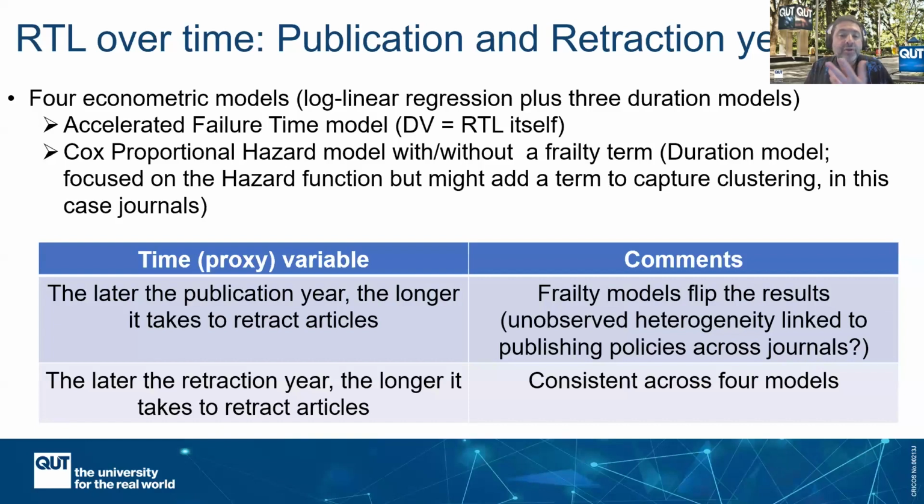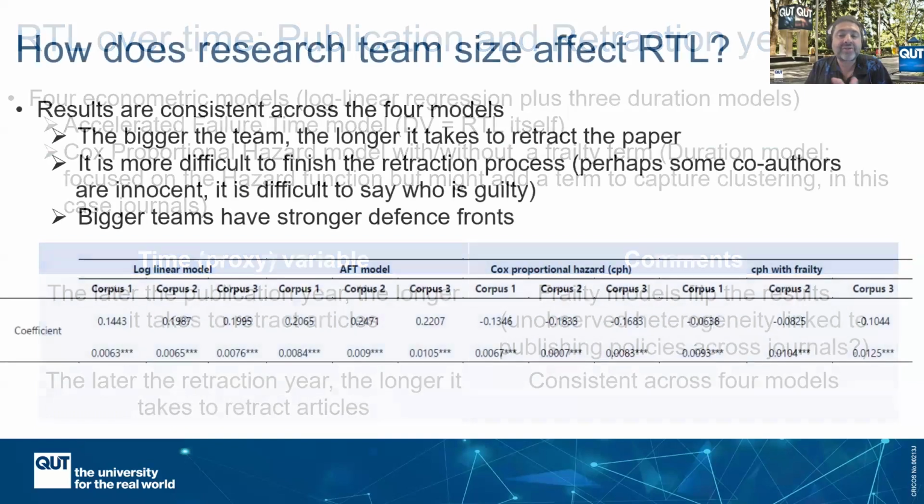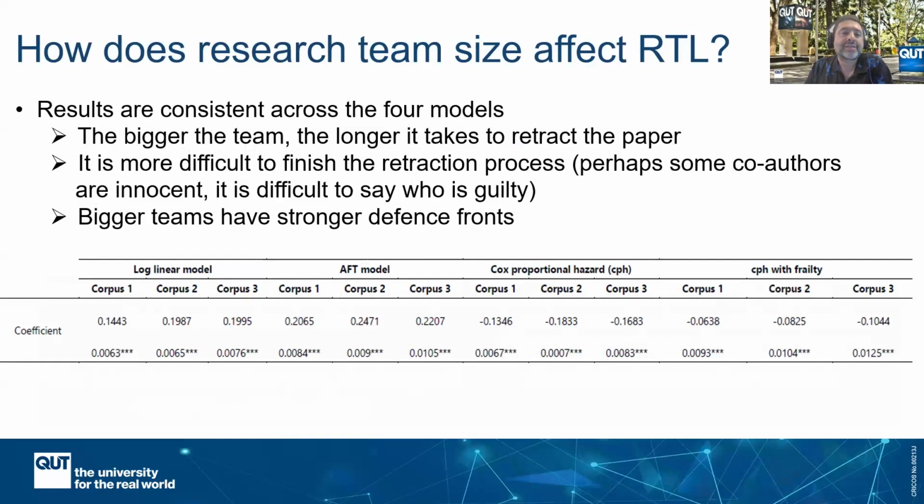I analyzed 2 different proxies for time. The first one is publication year, and I found that the later the publication year, the longer it takes to retract articles. This finding was consistent in 3 out of the 4 econometric models. However, for the frailty model, the result flipped, and I would like to check this result in the second phase of my research. The second proxy variable is the retraction year. In this case, I found that the later the retraction year, the longer it takes to retract articles, and this finding is consistent across the 4 econometric models.